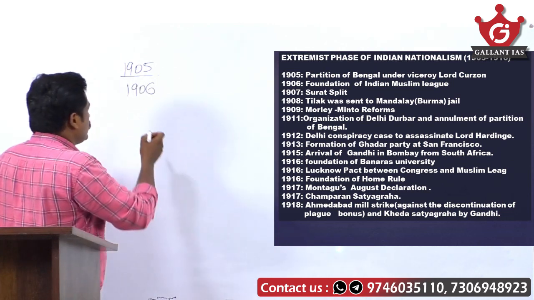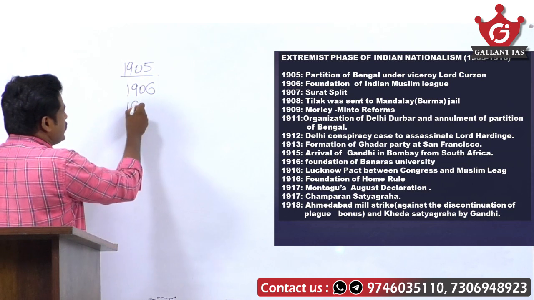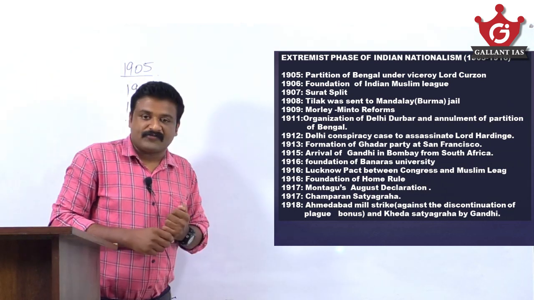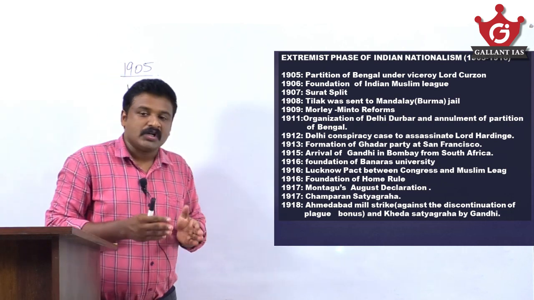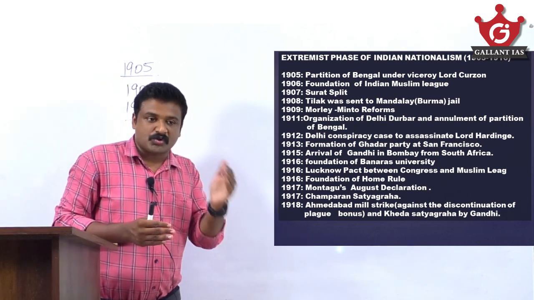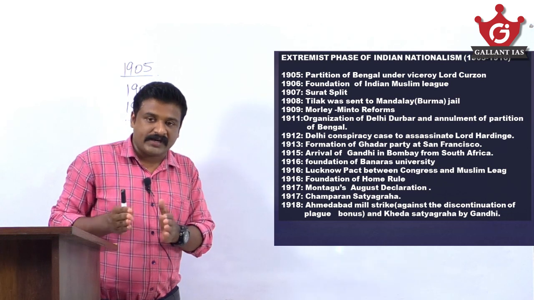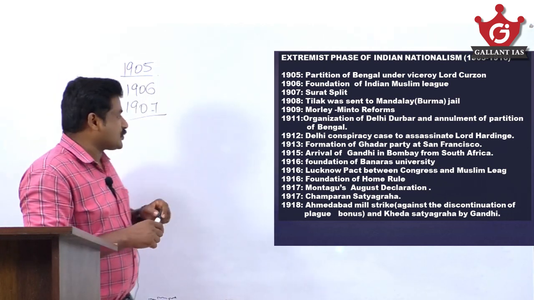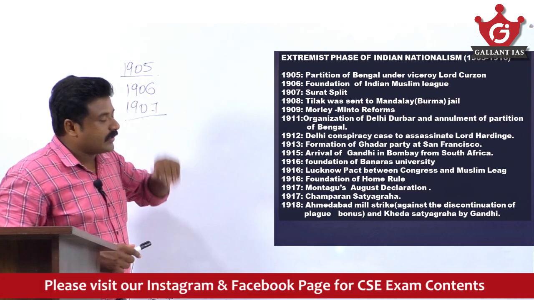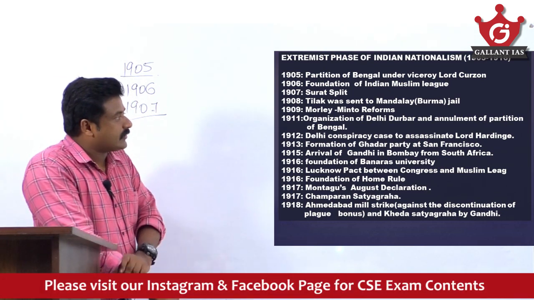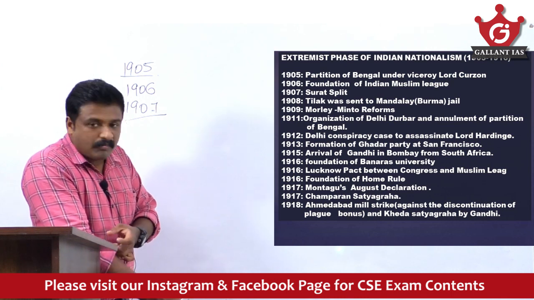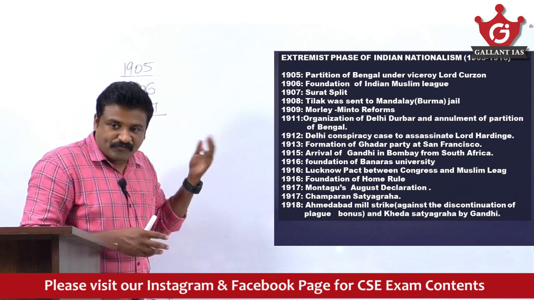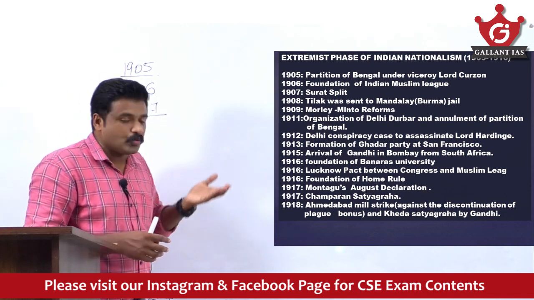1905, 1906 All India Muslim League formation. 1907, that is the Surat split. In fact, the Indian National Congress split into extremists and moderates. It was basically an ideological split that happened in the Surat session of the Congress. Then 1908, Tilak was sent to Burma, that is Tilak's imprisonment, for defending Prafulla Chaki and Khudiram Bose.